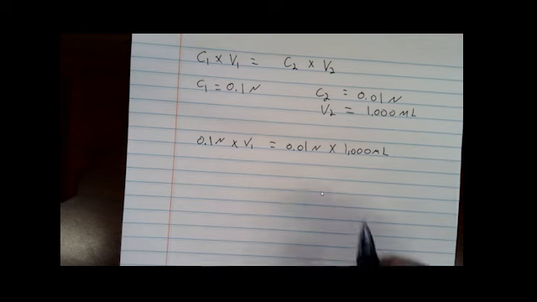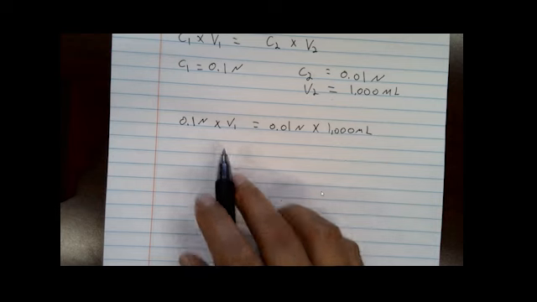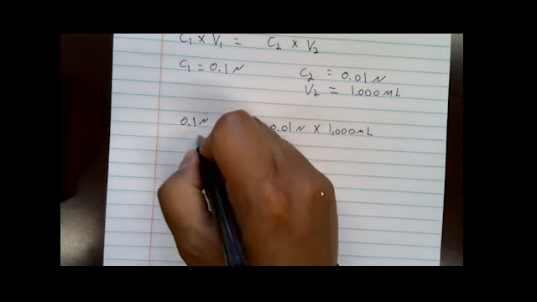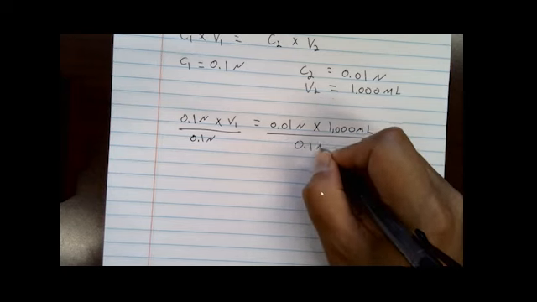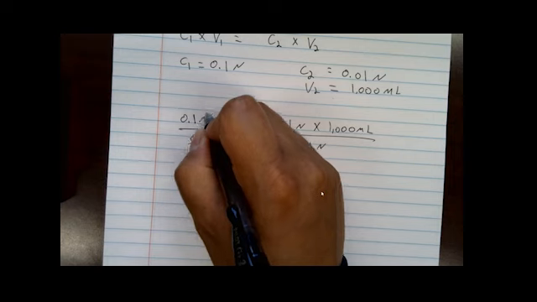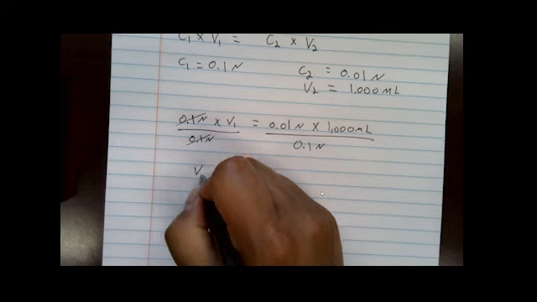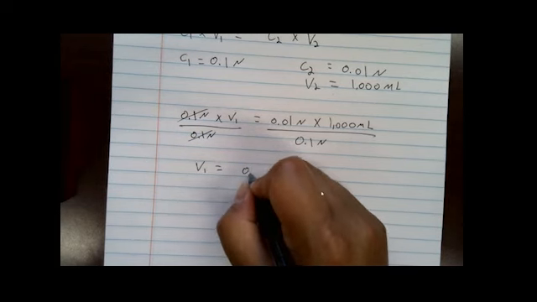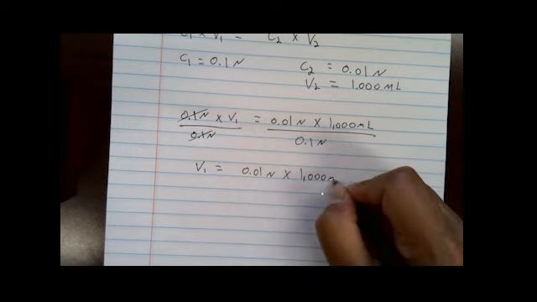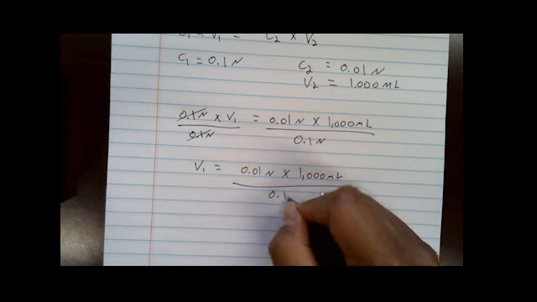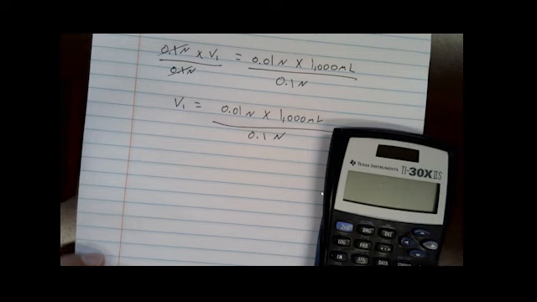So now what we want to do here, do some basic algebra. What we do to one side, we want to do to the other. So if we divide this side by 0.1 normal, we do the same thing to the other. Divide by 0.1 normal. These concentrations, C1, cancel themselves out over here, and then we're left with the equation. Volume 1 is equal to 0.01 normal multiplied by 1,000 milliliters divided by 0.1 normality. So we can take this step by step to get our overall answer.